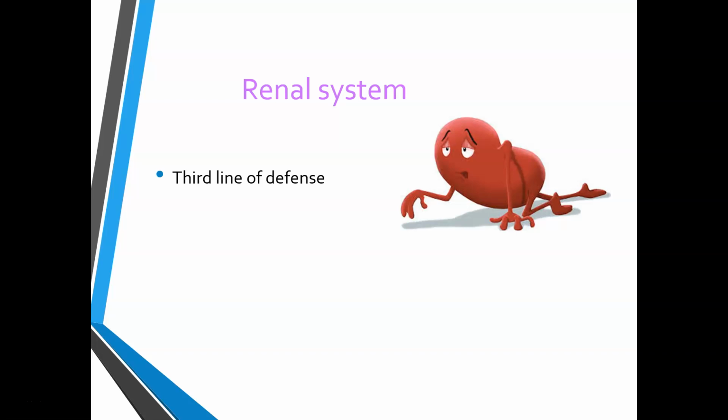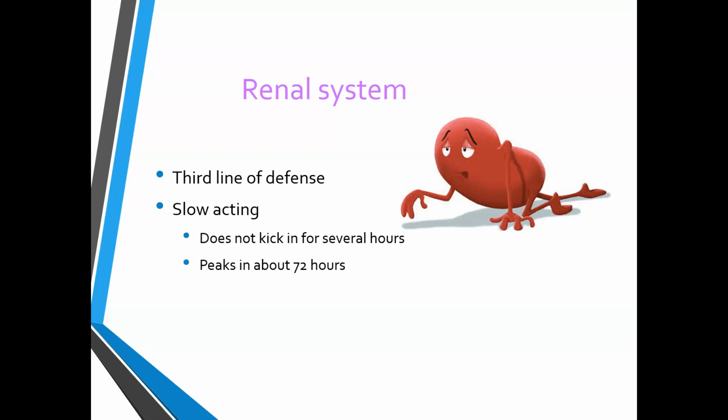The renal system is going to be our third line of defense. It is slow acting. It does not kick in for several hours, and it peaks in about 72 hours. But it is the most powerful. And the reason why it is the most powerful: it does work through the process of diffusion and osmosis, but it's the strongest because it does actually produce bicarb.